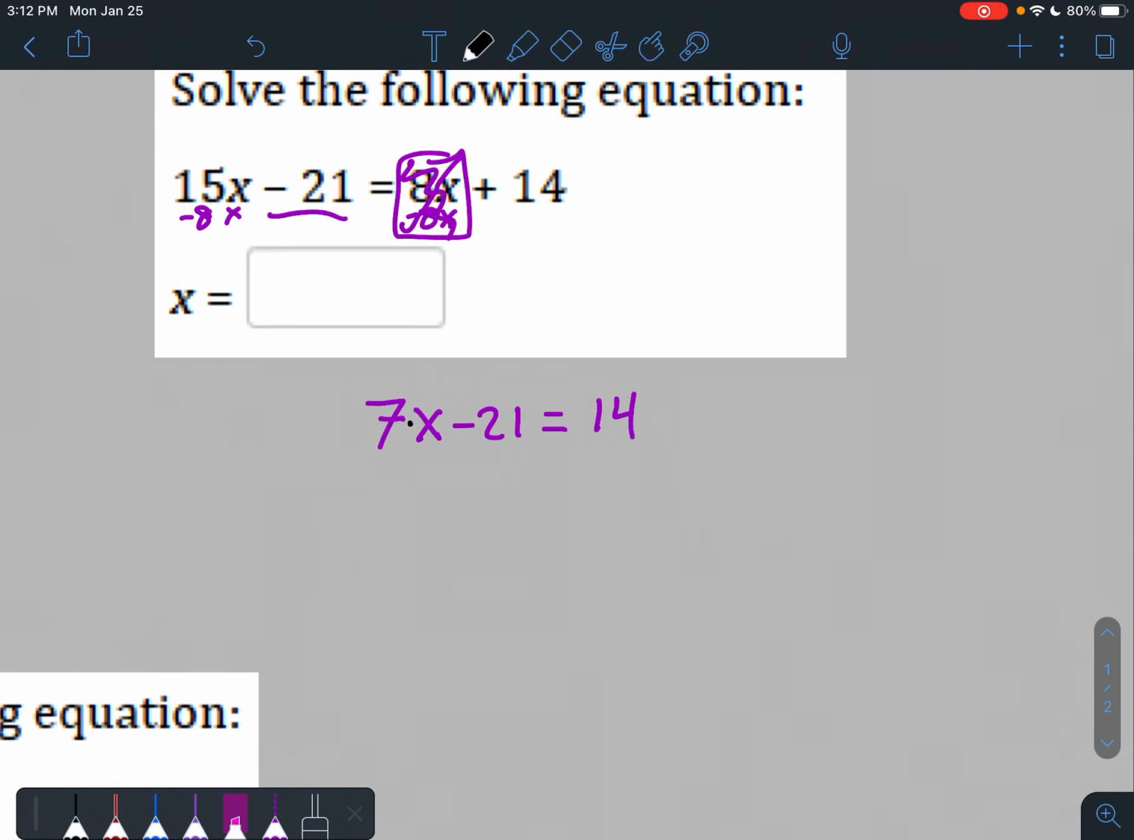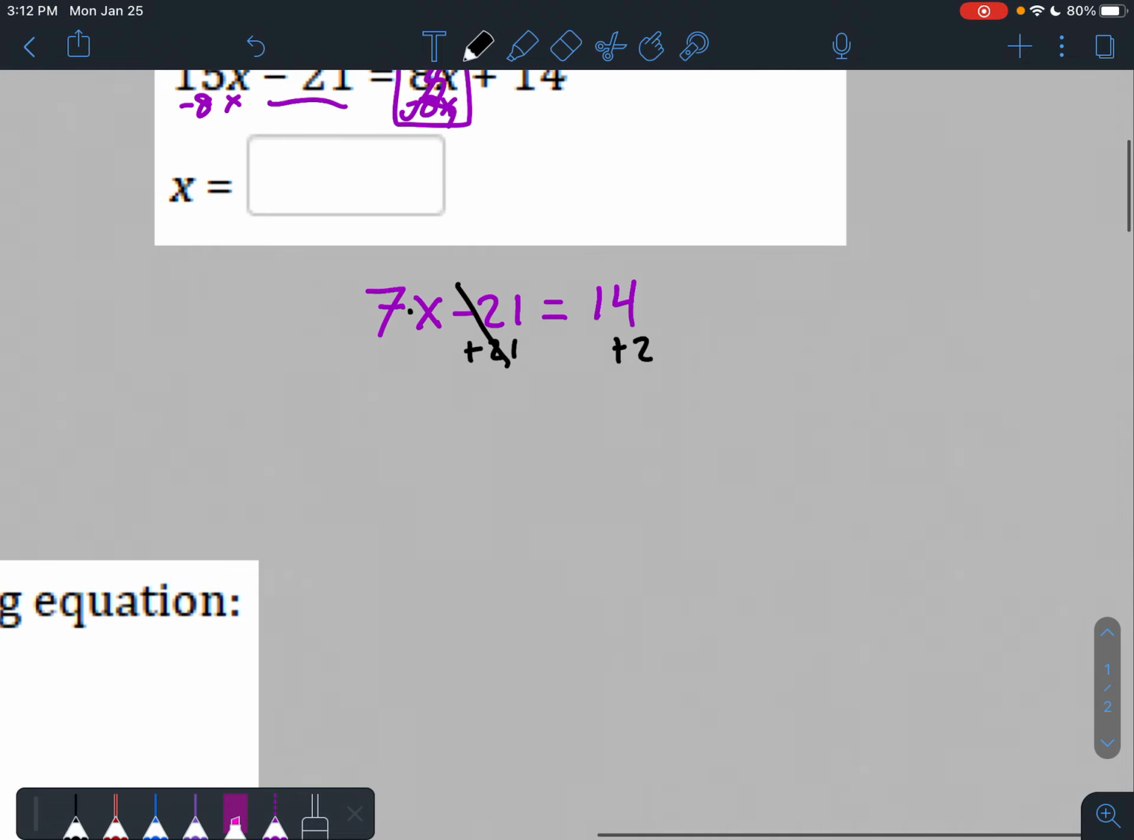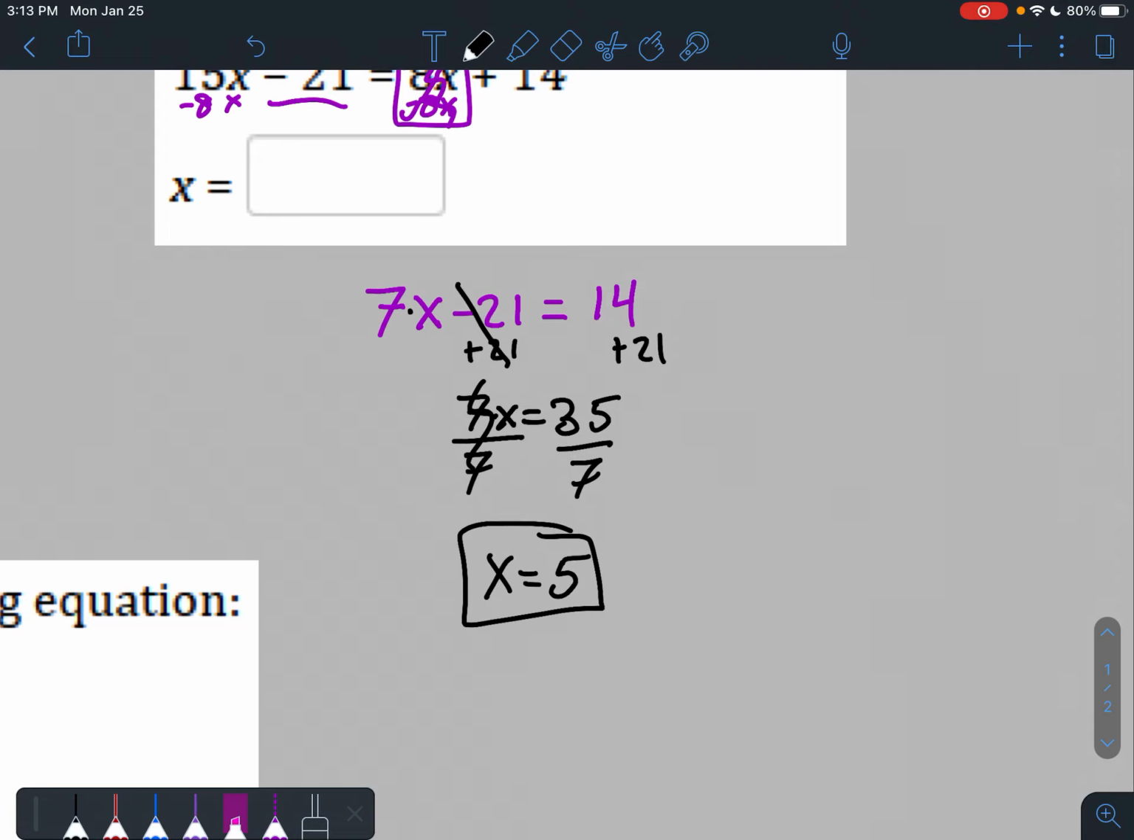Two-step equation. Reverse order of the order of operations. I need to undo addition, subtraction first. So I'm going to get rid of that minus 21. How do I undo a minus 21? Addition. So I've got 7x equals 35. I'm going to undo that multiplication by division, and I'm going to say that my x equals 5.